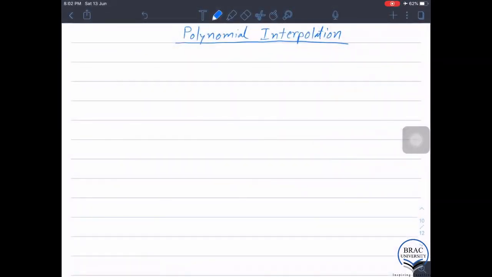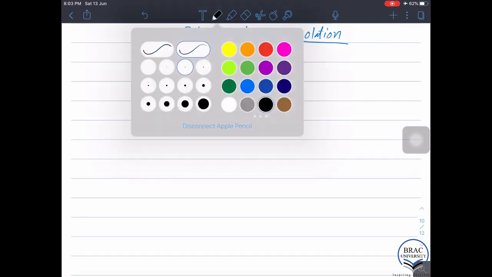Hi all, welcome back. Today we are going to talk about polynomial interpolation, and finally we will jump into the word polynomial interpolation, which is a bit different from what we have been doing till now. So let me explain what we have been doing and what we will do today.